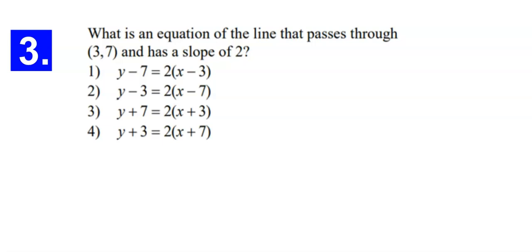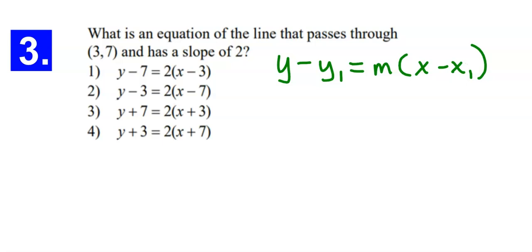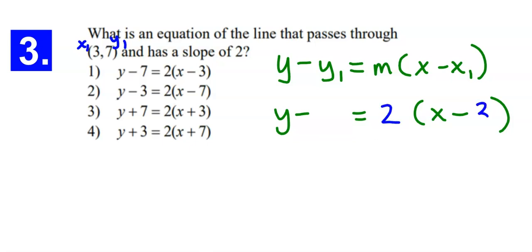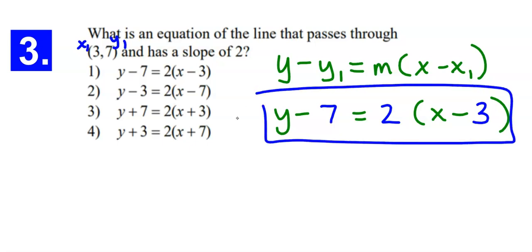The equation of a line that passes through the point 3, 7 and has a slope of 2 can be found by using the point-slope formula. This can be found on the reference sheet. For us, the slope is 2, and the x1 and y1 points are 3 and 7. These parts of the formula are permanent and always remain the same. Now let's put in the values that we know. The slope is 2, x1 is 3, y1 is 7. So we can match this now to our answer choices.